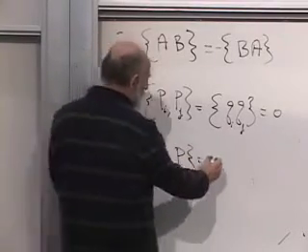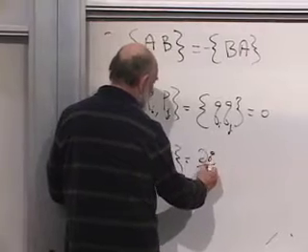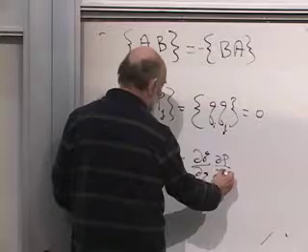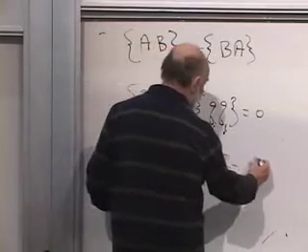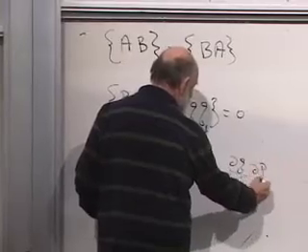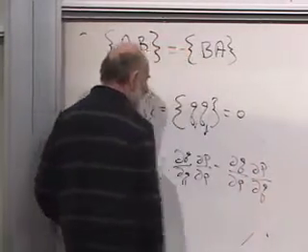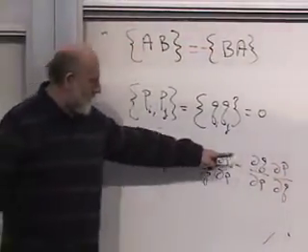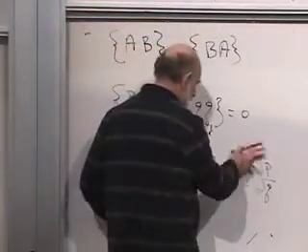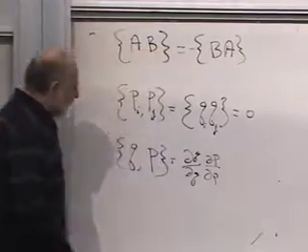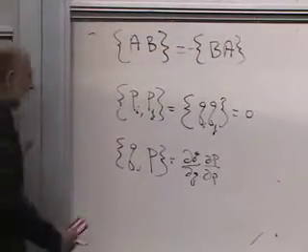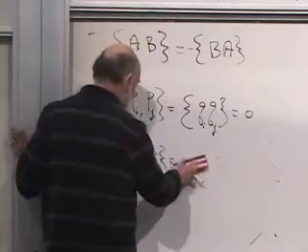That's equal to the partial of Q with respect to Q, partial of P with respect to P, minus the partial of Q with respect to P, partial of P with respect to Q. Well, the derivative of a Q with a P or a P with a Q is 0, so this is 0. The derivative of a Q with a Q or a P with a P is 1, and so the Poisson bracket of Q with P is just 1.